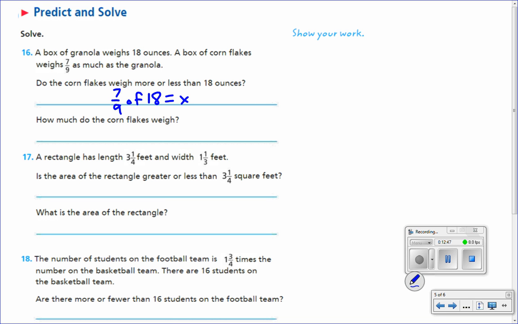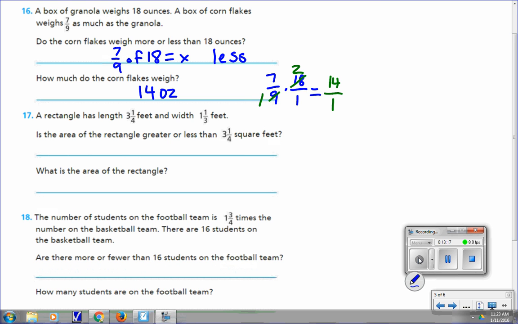Less than. Very good. So how much does the cornflakes weigh? Well, you're going to do 7/9 times 18/1. And like I said, just because I'm a creature of habit, and I hate to reduce, how much does my box of cornflakes weigh? 14. 14 what?